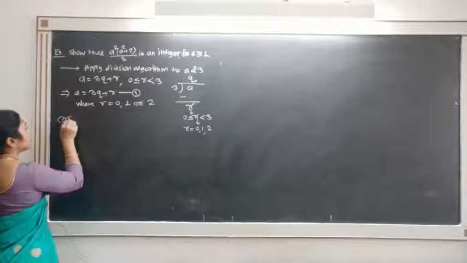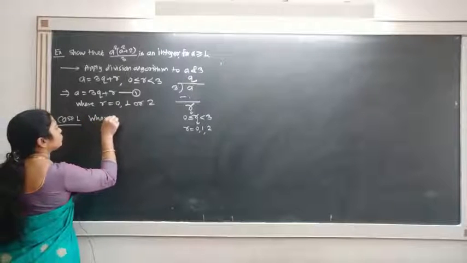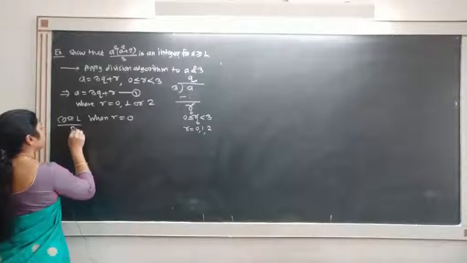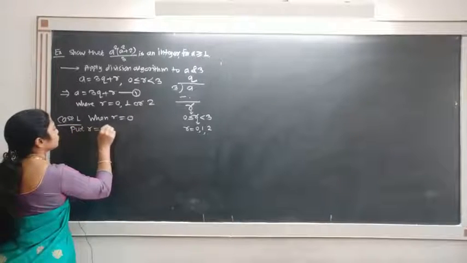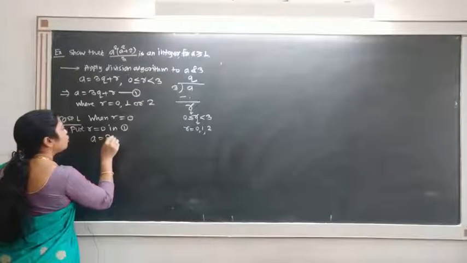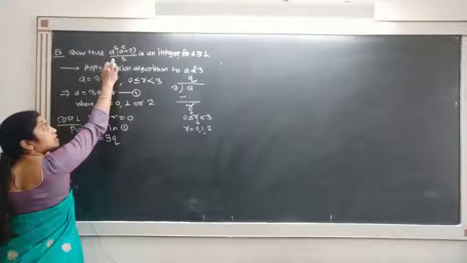Consider the first case, case 1, when r is equal to 0. So put r is equal to 0 in equation 1. We get a is equal to 3q plus 0, that is 3q. We want to show that this is an integer.